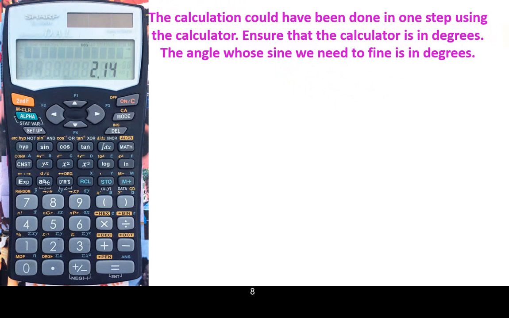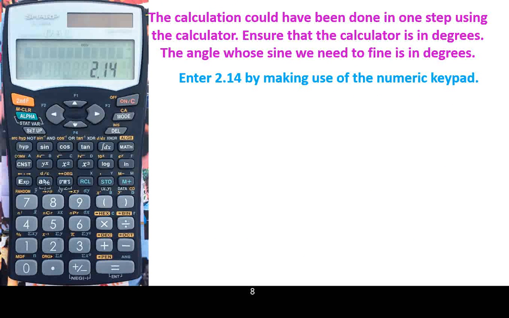We have 2.14. How do we arrive at that 2.14 on the screen? So enter 2.14 by making use of the numeric keypad. So identify the numeric keypad. There we have the numeric keypad. What do we do next? We will put in 2.14. What do we do next?